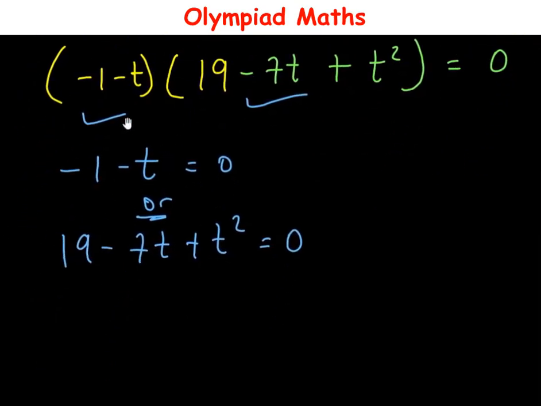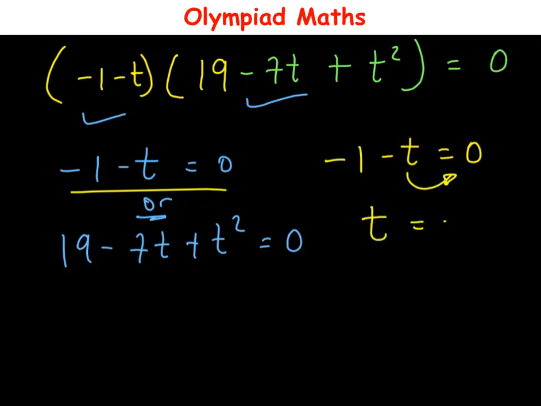Let us then solve these equations separately. For the first one, −1 − t = 0, move minus t over to this side, such that t is then equal to −1.